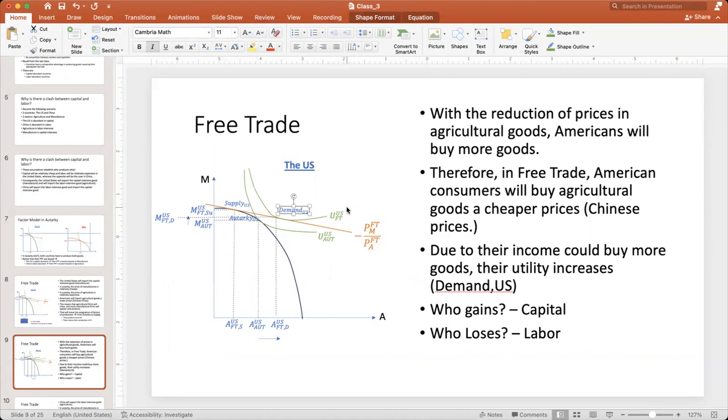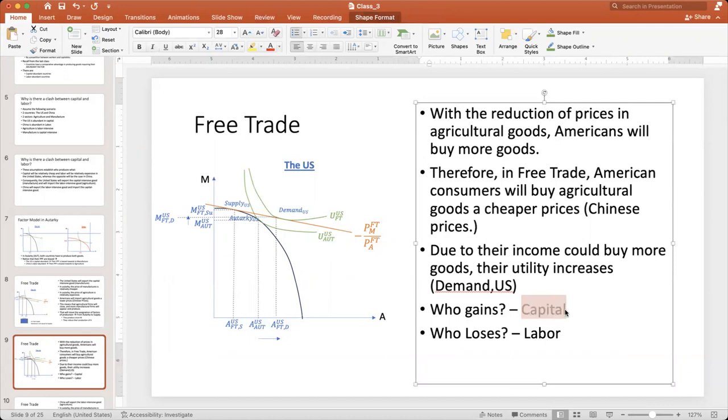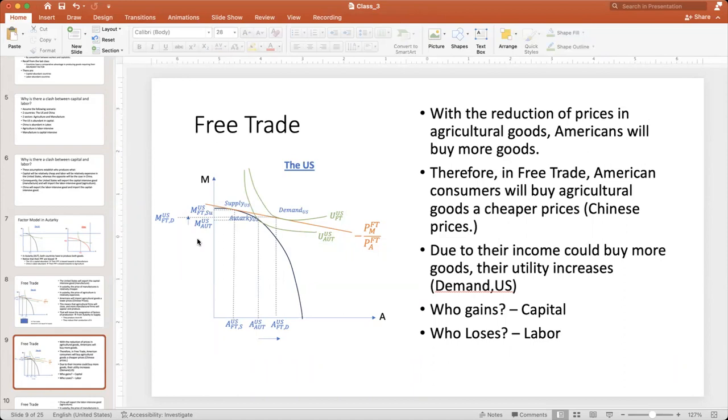However, who gains in this process? Who gains in this trade? Capital. Firms located in manufacturing sectors receive higher rewards. Why? Well, two reasons. First, the firms that could continue producing, well, they could expand their production. And second, more firms will appear.